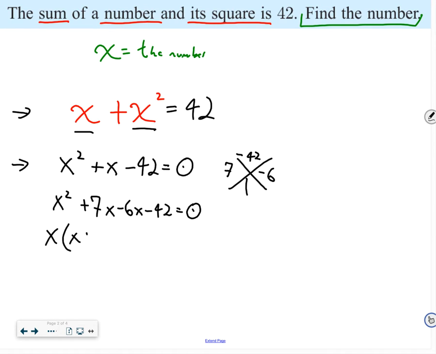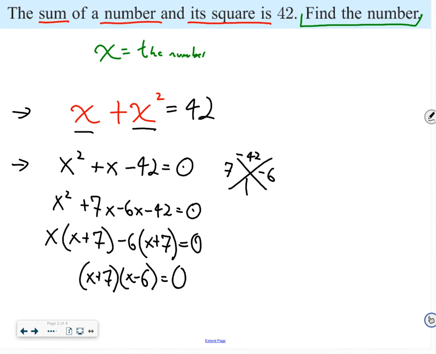Factor out my x, I get x plus 7. Factor out a negative 6, and I get x plus 7. Those factors are the same, so I get x plus 7 times the quantity x minus 6 equals 0. The null product property says that either x is equal to negative 7 from that term, or x is equal to 6.